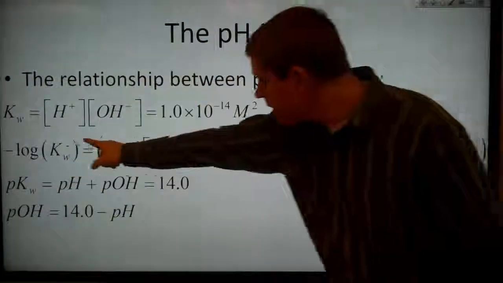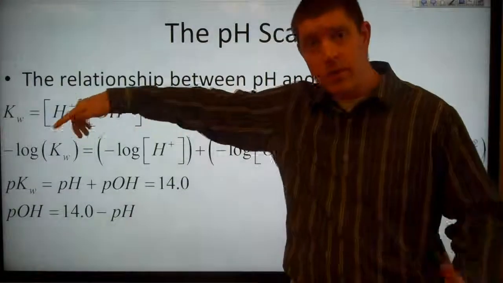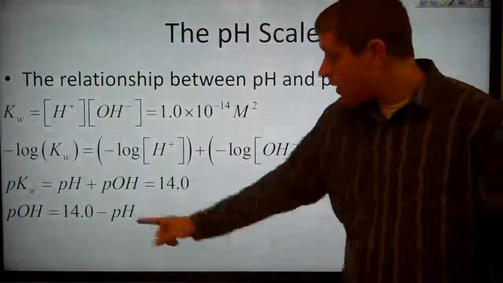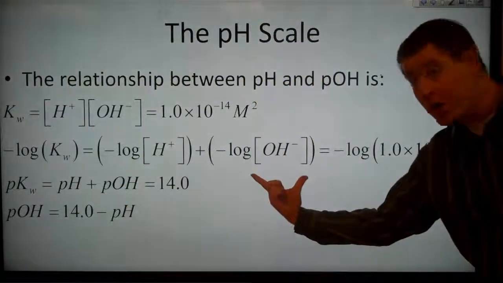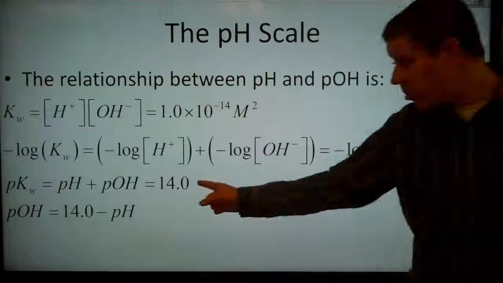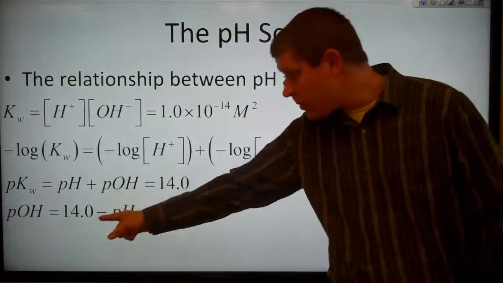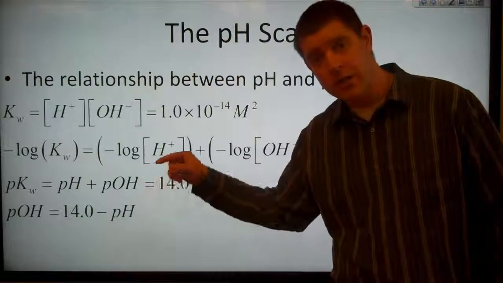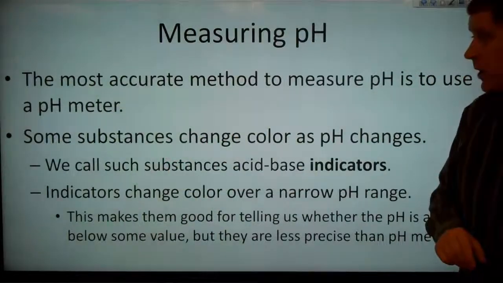We've got minus log base 10 of our quantity Kw. Well, that means that it's the P of our quantity Kw. So that's pKw. That's equal to pH plus pOH, because this is the pH and that is the pOH. And we know that minus log base 10 of 10 to the minus 14 is positive 14. So that means that pOH is equal to 14 minus pH. pH is equal to 14 minus pOH. And that pKw was equal to 14.